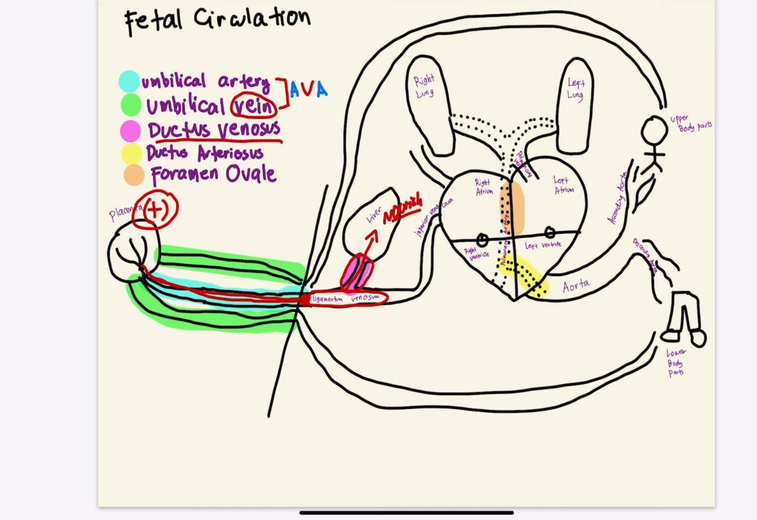So, ulitin natin ha. From the placenta, there is oxygenated blood. It goes to the umbilical vein. And then, pagpasok po sa navel or umbilical point, ang tawag na po natin sa vein na yon is the ligamentum venosum. And then, meron siyang shortcut papunta sa liver. Ang tawag natin sa daanan na yon is the ductus venosus.